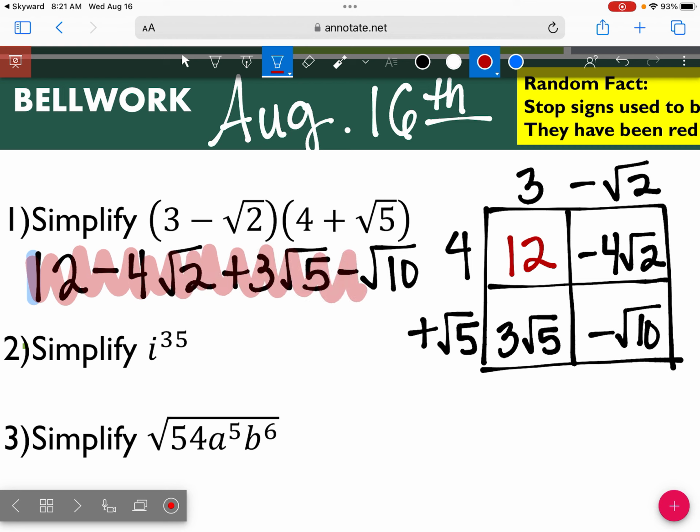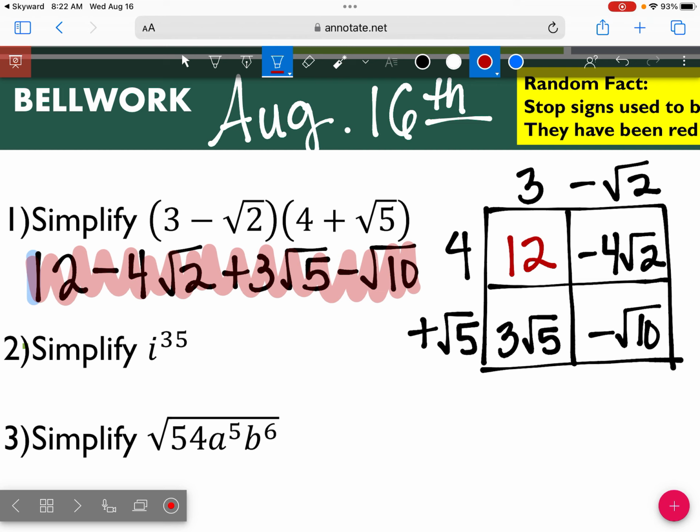Yes. I thought the square root of 2 is 1. The square root of 2 is not 1. If you type it in your calculator, you will not get 1. You're going to get like 1 point something. So you cannot simplify that.